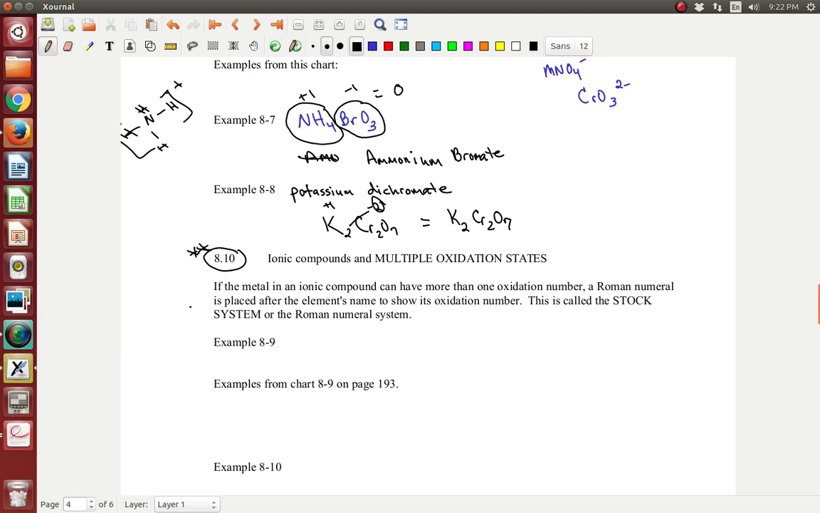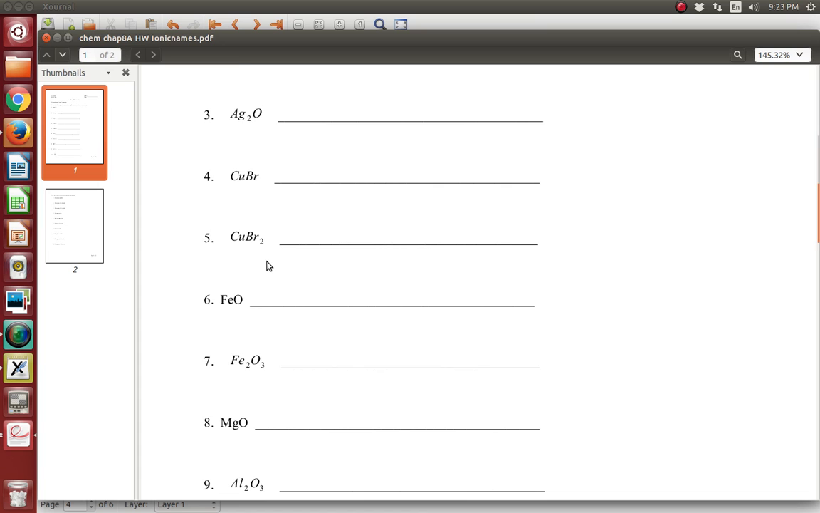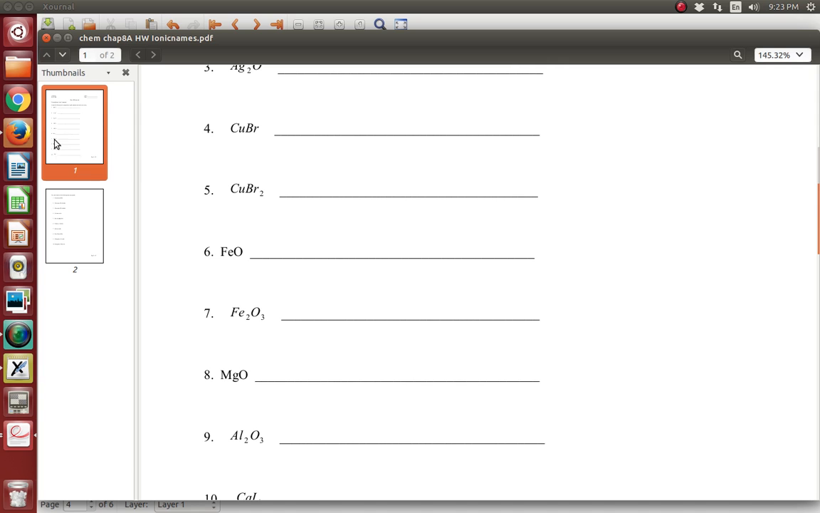Now the next thing I want you to do is look at the homework for chapter 8b. Here are binary ionic compounds. I can't write on this because it just wouldn't show up. These use Roman numerals, and you're going to try to name them. Like this first one is barium chloride. Barium only has one charge possibility, so I don't need to do anything weird to it. I guess I do need to do multiple oxidation states because I can see them right there. Okay, I'm sorry. Let's go back. Forgive me. Multiple oxidation states. I guess we'll cover that.